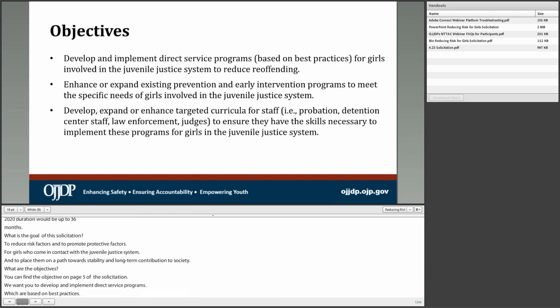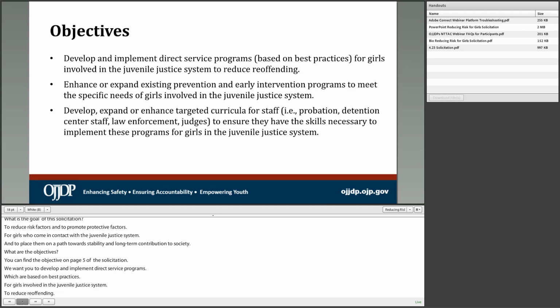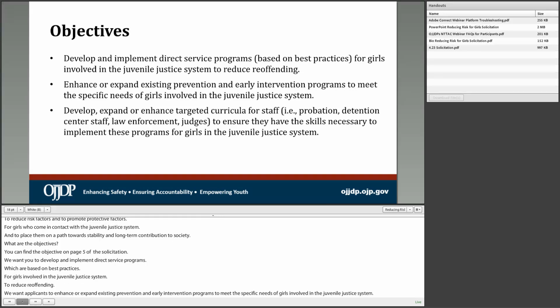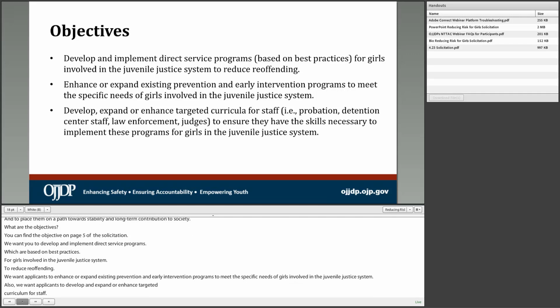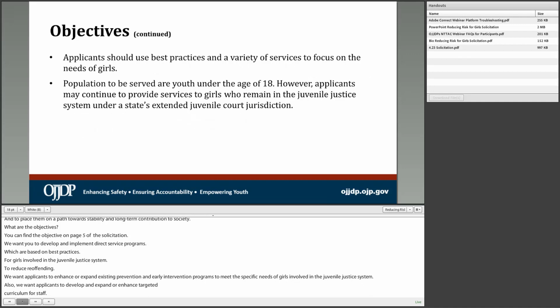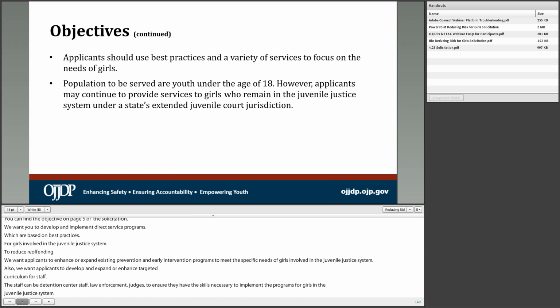We want applicants to enhance or expand existing prevention and early intervention programs to meet the specific needs of girls involved in the juvenile justice system. And also, we want applicants to develop, expand, or enhance targeted curricula for staff. The staff can be probation, detention center staff, law enforcement, judges, to ensure they have the skills necessary to implement these programs for girls in the juvenile justice system. Applicants should use best practices in a variety of services to focus on the needs of girls.